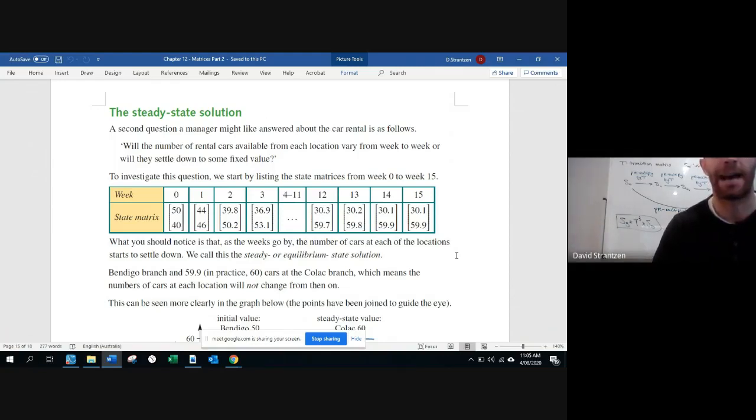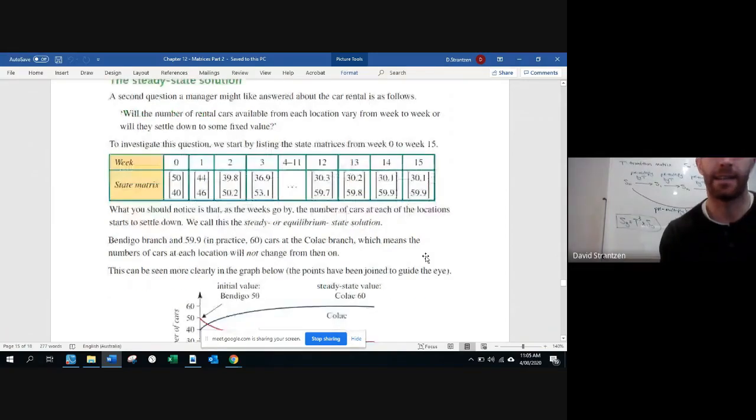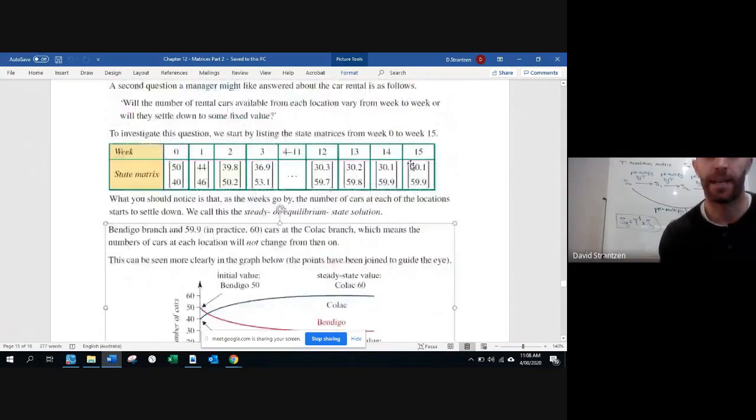There will still be some cars going across from one to the other. However, the number of cars that move from Bendigo to Colac will be exactly the same as the number of cars that go from Colac to Bendigo. We're not going to reach this steady state until a number of weeks or months or years down the track, but we do eventually reach this steady state solution, okay? What you can see is that after a total of 15 weeks, we've reached steady state because the numbers from week 14 to week 15 are the same.